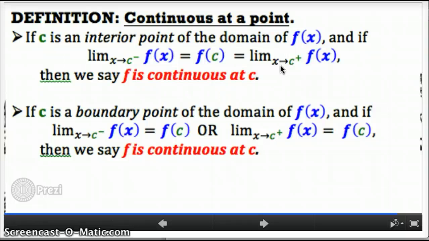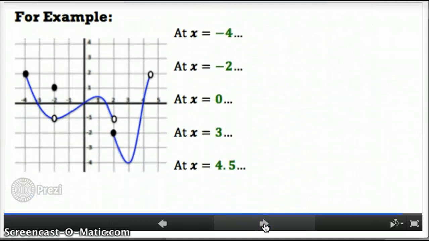Let's see if you can put this definition to work. Here's a pretty simple function. It's actually the one that we saw a couple minutes ago. And using the interpretation that I just explained, I want you to tell me, is this function continuous at each of these x values? Now, there'll be a different answer for each x value because you're looking at a different point on the graph.